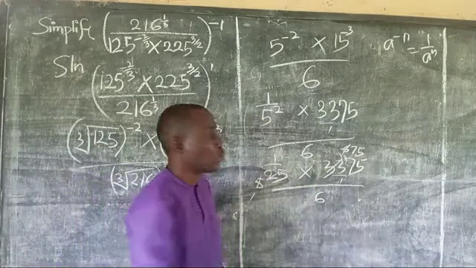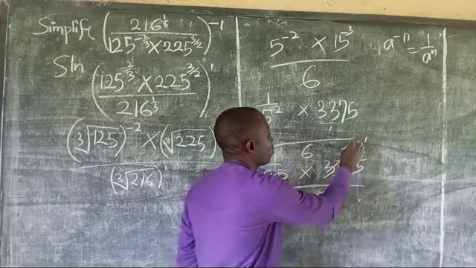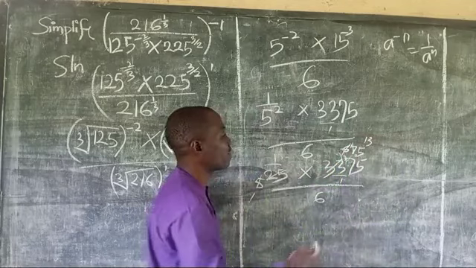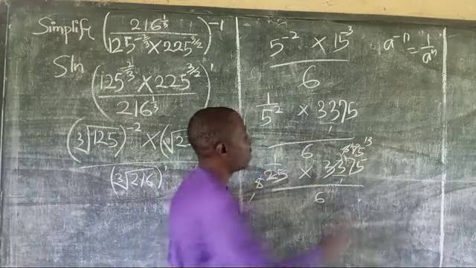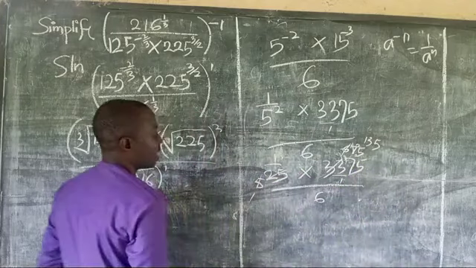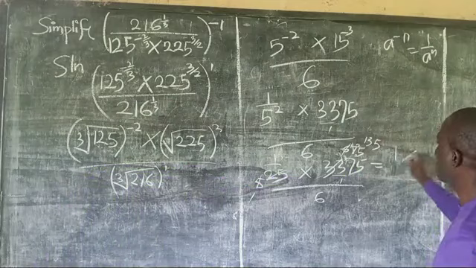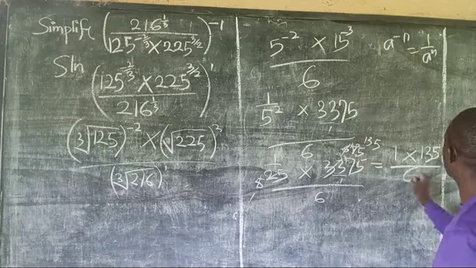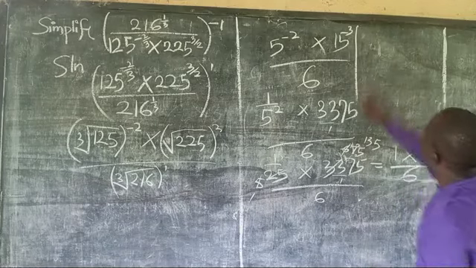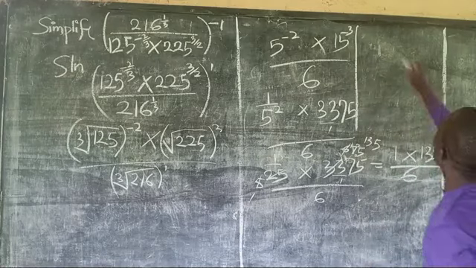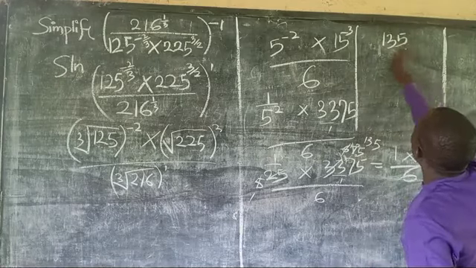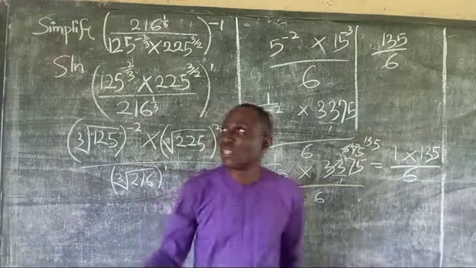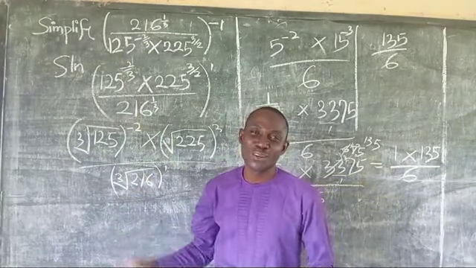5 into 6, we have 1, left with 1. Put it in front of the 17, becomes 17. 5 into 17, 3, and it's 15. What is left? 2. 5 into 25 is 5. So our final answer is 1 times 135 all over 6. 1 times 135 is 135 all over 6. You see how it becomes? We have been able to simplify what we're given with the laws of indices.